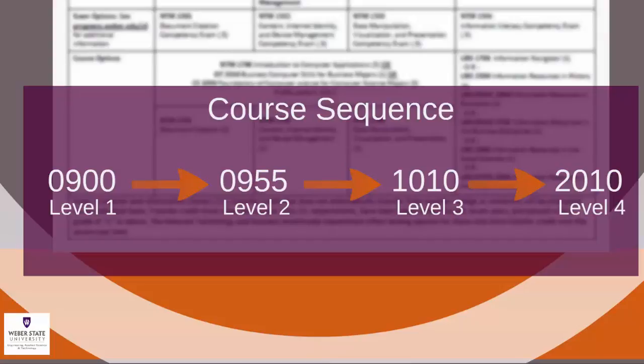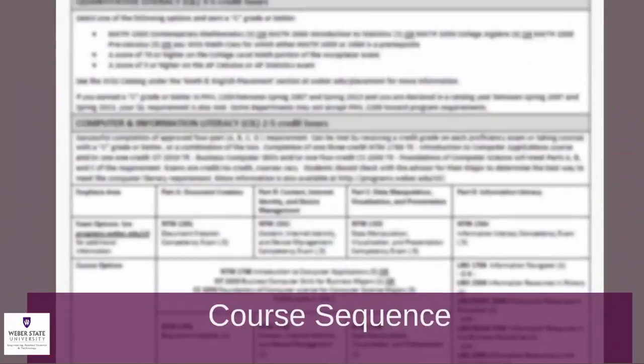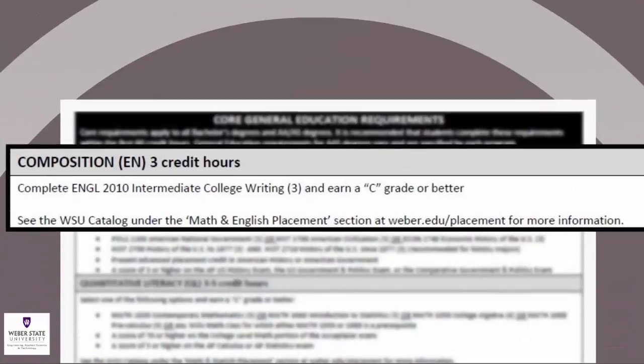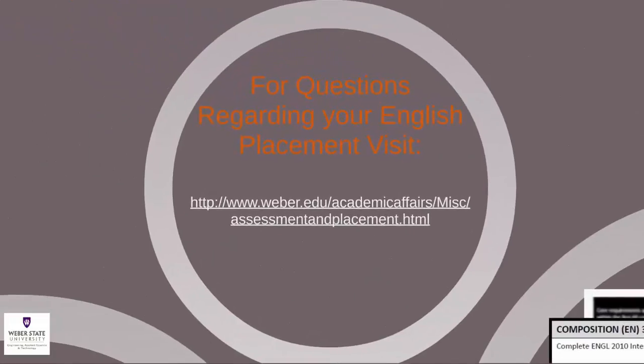Please note that English 900 and 955 are considered developmental courses, and the credits and grades earned in these courses do not count toward your overall credits for graduation or toward your GPA. Also note that all classes must be passed with a C or better. If you have questions on your English placement, please see the Assessment and Placement Policy on the website shown on your screen.